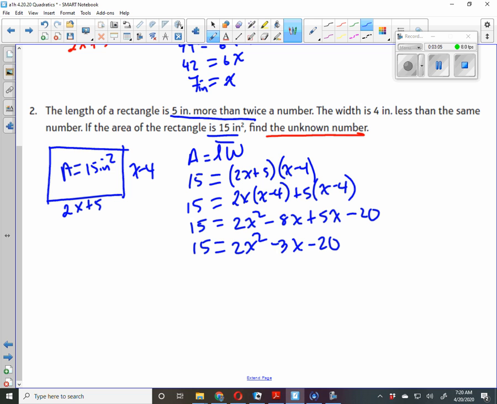In other words, we want to set this equal to 0. That means we're going to subtract 15 from both sides. We'll end up with 0 is equal to 2x squared minus 3x minus 35. And now we're looking for factors of negative 70 that add up to negative 3. And this one's kind of easy.